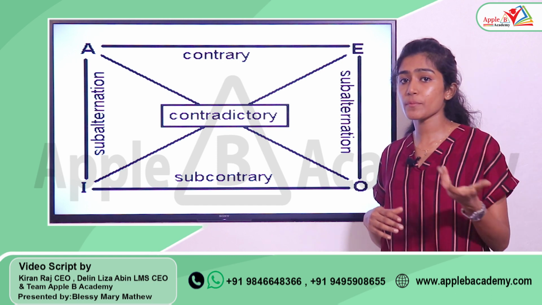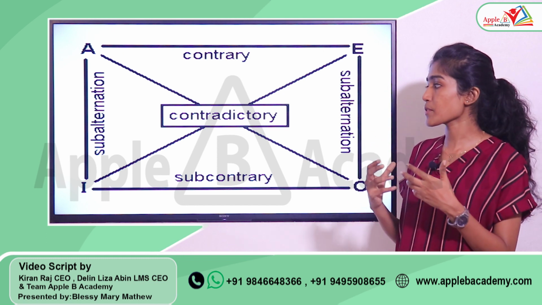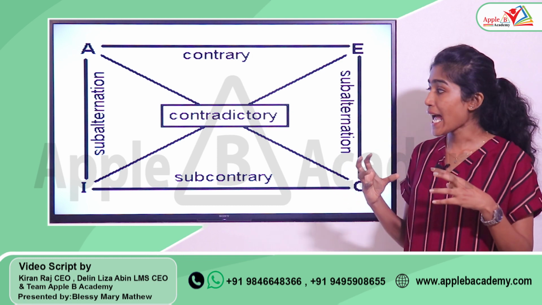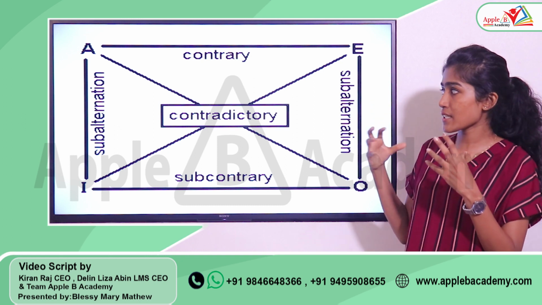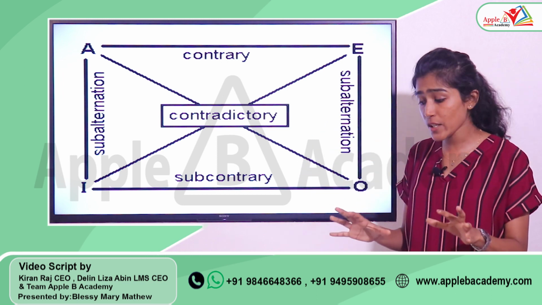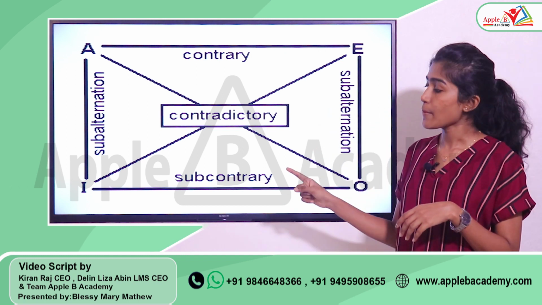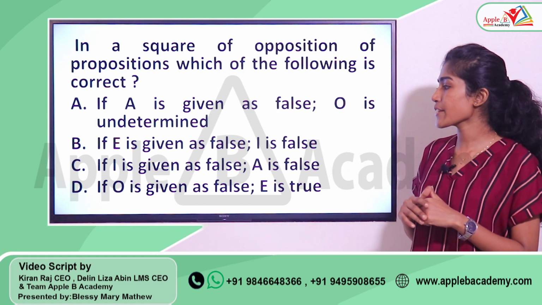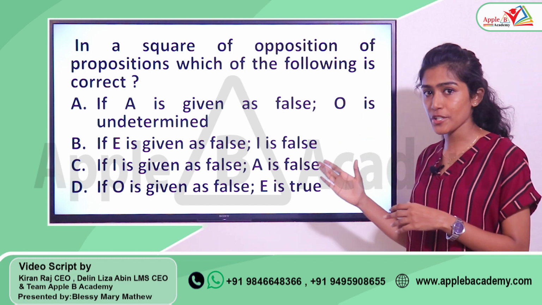So if you have already watched the previous video which explained the nature of the relationship between subalterns, we know that if the universal is true, particular is true. If you consider the relationship between subalterns, it is like this. If universal is true, particular is true. And if particular is false, universal is false. That means if A is true, I is true. But if I is false, A is false. So if you consider the option that is given here, it says that if I is given as false, A is false. So in that manner, you can say that option C is the right answer.